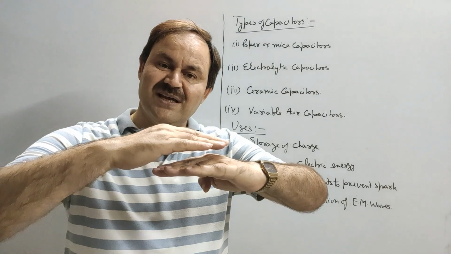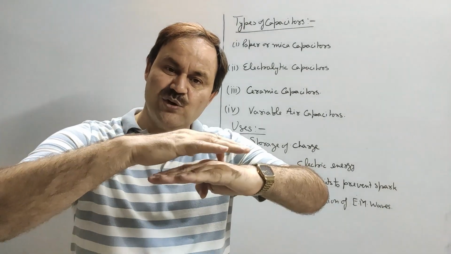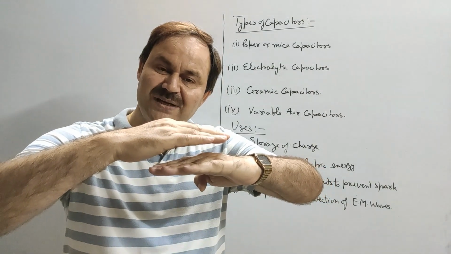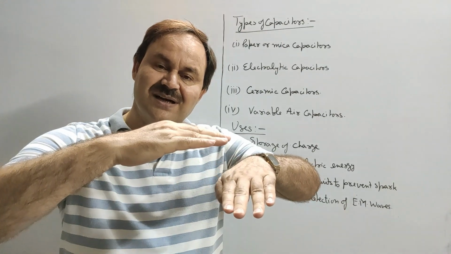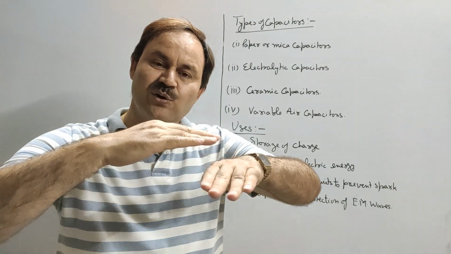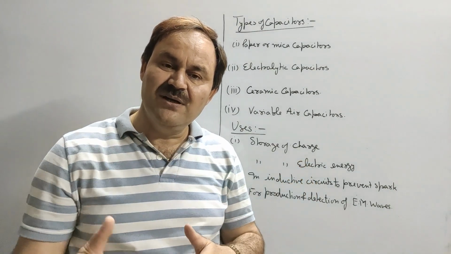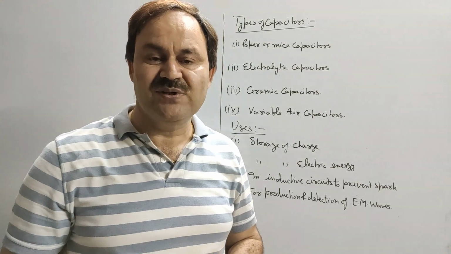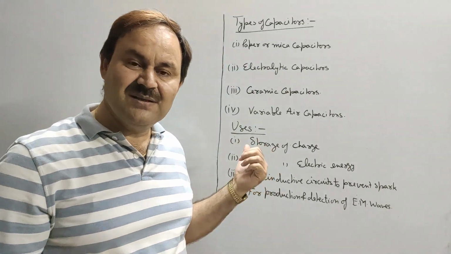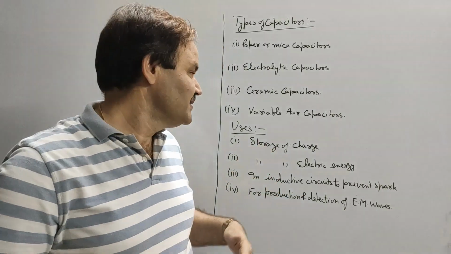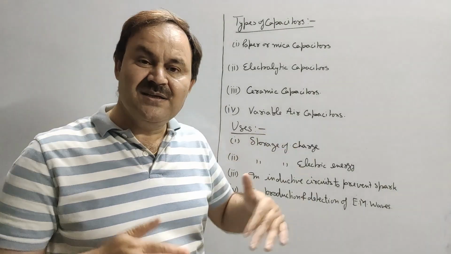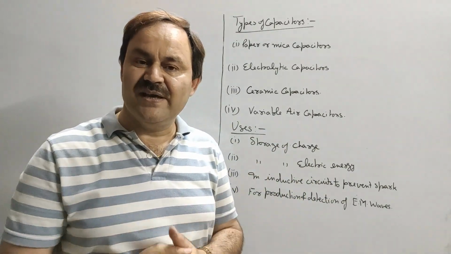Now when we rotate the rod which is capable of rotating, then the area of overlap between the plates will either decrease or increase. By varying the overlapping area of the plates, we will be able to vary the capacitance of the capacitor. It is called a variable air capacitor. Variable because its capacitance is variable. It is varied by varying the overlapping area of the plates, and air because the dielectric is air.